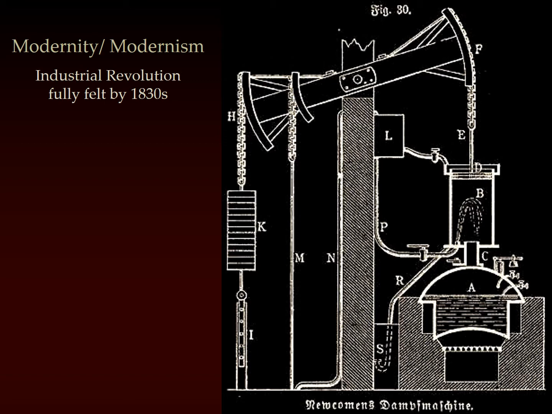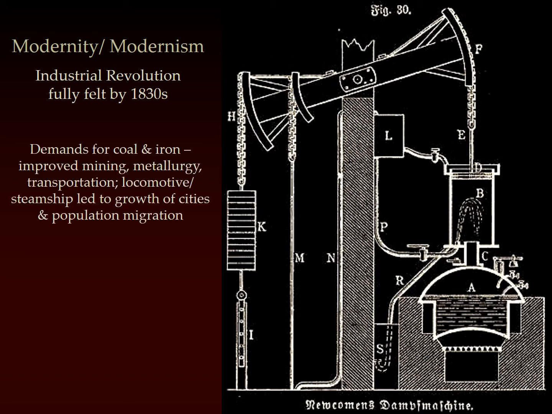So by the 1830s, the Industrial Revolution technologies are going to be fully felt throughout the Western European and American world. You find that the demand for coal and iron is going to skyrocket at this time because they fuel everything that is going to make modernity modern. So we have improved mining and metallurgy techniques and improved transportation to move these massive amounts, thousands of tons, of raw material, coal and iron, coming from areas that are the colonies of these major European nations.